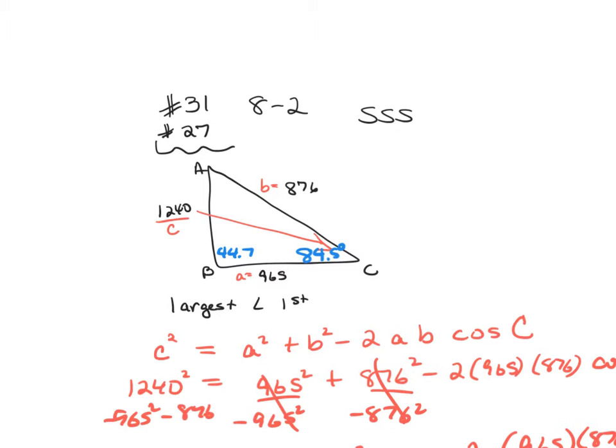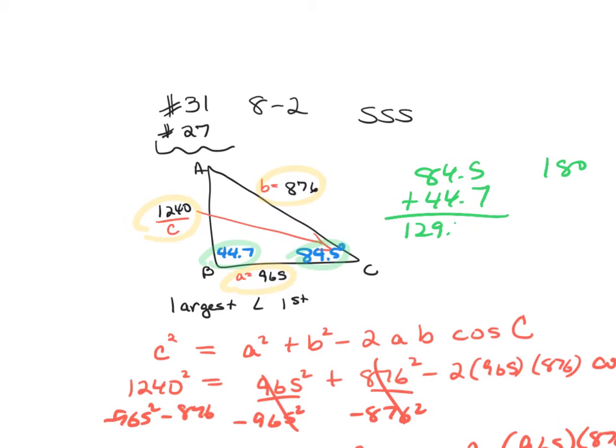So when you're done, you need to have filled in the 3 sides, which were already given to me, and then all 3 angles. Now to find the last angle, I can just use my triangle sum theorem. I can add 84.5 plus 44.7. Once I get that total, I can subtract it from 180. This is 129.2. So 180 minus that, and I get 50.8. And that's going to be the measure of angle A. And that was it on this one. Pretty good on 27. All right, let me do number 31.